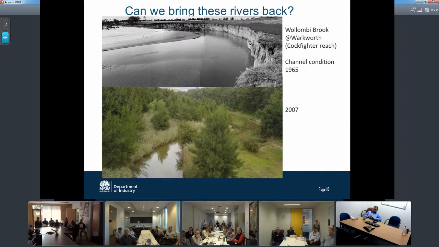And we are now seeing permanent connection between those pools, allowing fish migration. And we're hoping we'll start seeing recovery in freshwater mussels and other species that were simply obliterated, wiped out from this river. It's a fairly significant time frame, but most of the recovery in Wollombi Brook occurred since 2000. So these rivers can bounce back, and bounce back quickly if management decisions are properly made.